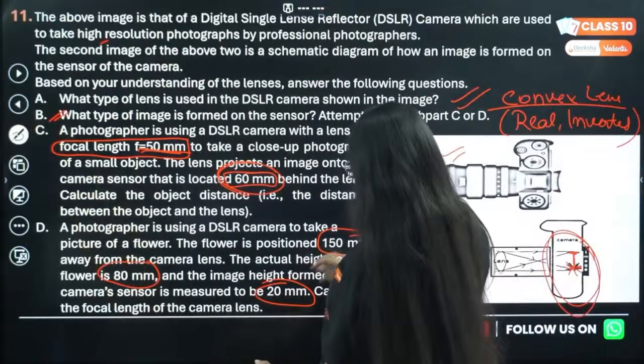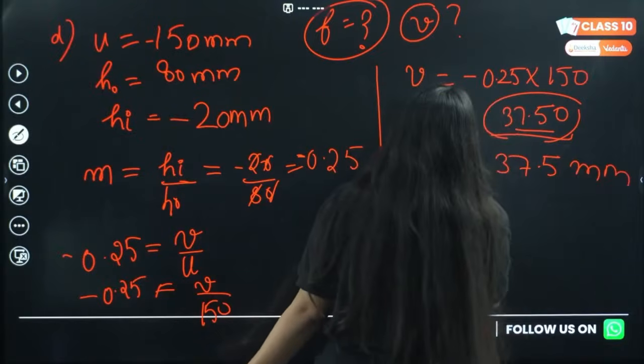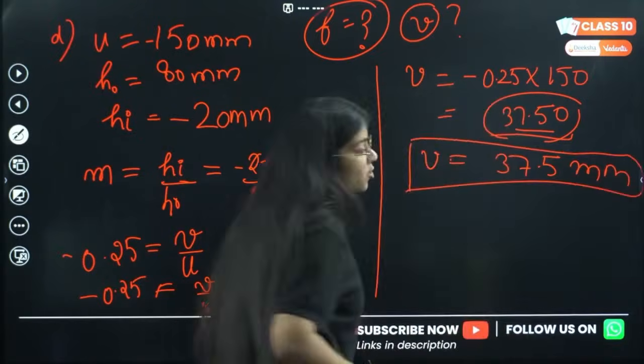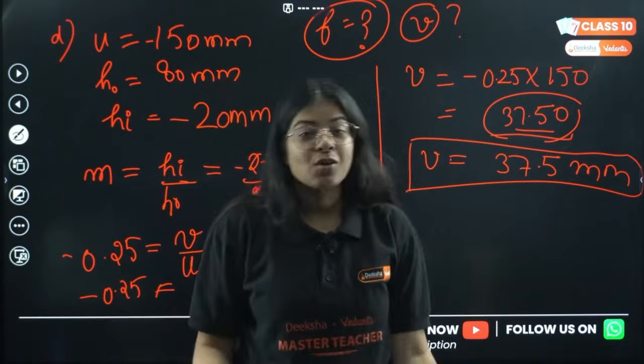Everything was in mm, right? Okay, so everything was in mm, so this will be mm. So v, the position of image, will be 37.5 mm. Correct? Solve the question. Okay.